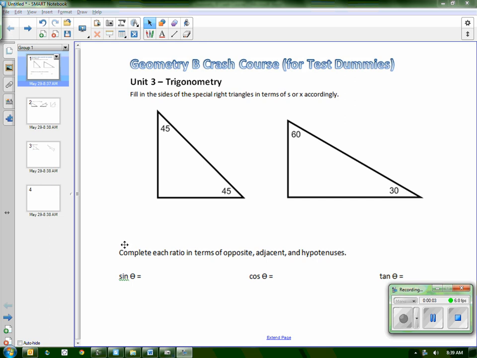Geometry B, it's the home stretch, so we're going to try and cram the entire curriculum, all 12 weeks from the trimesters, into like 2 days. The first thing we're going to review is back in Unit 3. This is trigonometry. This is actually the end of Geometry B, Geometry A, and the beginning of Geometry B.